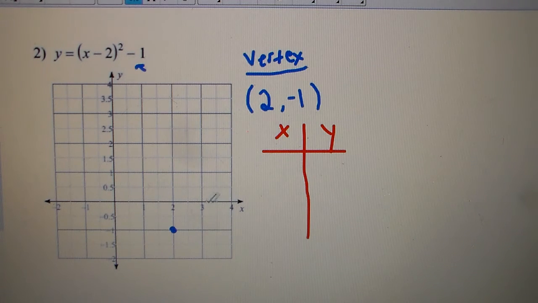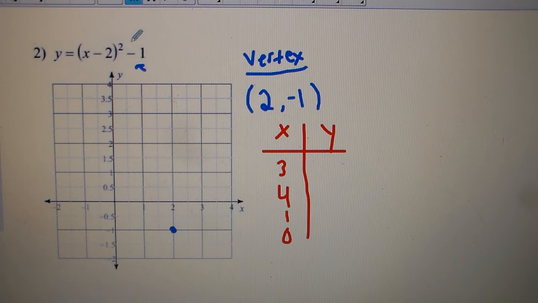Now I pick 2 numbers to the right of that vertex, so since my vertex is at positive 2, I'm going to do 3 and 4. I'm going to try those points. I'm also going to try the 2 points to the left, 1 and 0. So those are the 4 numbers I'm going to plug in to our given equation. And when we plug it in and we get an answer in the calculator, we're going to put that answer in for that y spot.